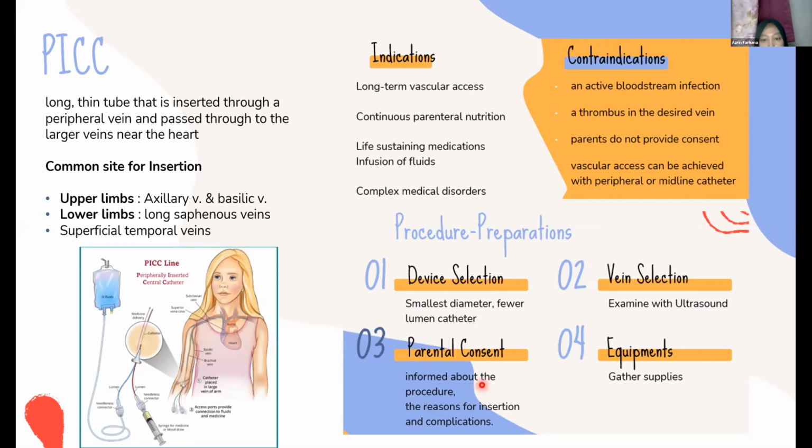And next part is to get parental consent, orally or verbally, or written consent, and we should inform regarding the procedure and the reasons for insertion and the complications of the procedure. And the last preparation is to check for equipment and gather all the supplies. Usually hospitals have the PIC insertion kit that includes everything needed, and sterility should be maintained also.